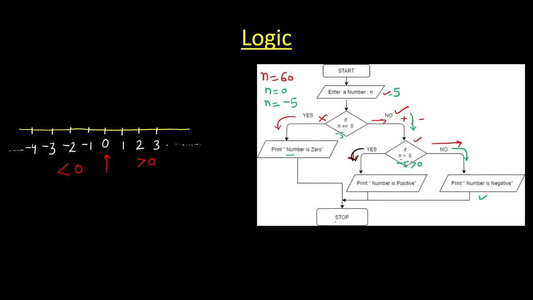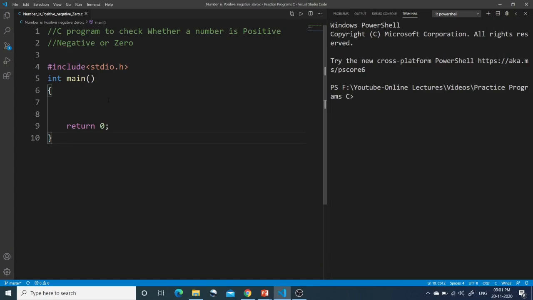Let's write the C program for this question. Here I have written the basic structure of the C program. I have included the header file stdio.h and then I have written the int main and then return 0. Now as you know in this program we have to enter a number, then we have to check whether that number is positive, negative, 0. That means we have to take one number from the user as input. We will first take input and then we will do processing and print the output.